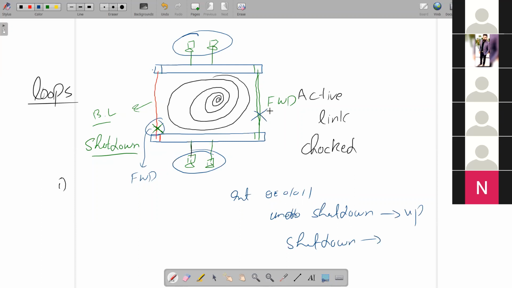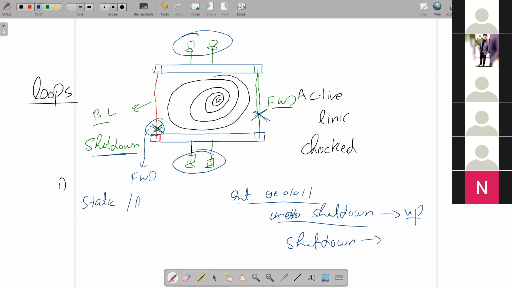So in the starting, if this link is working fine, in the forwarding state, I will put this link into the shutdown state so that loops cannot be created. But immediately, if this link goes down, I need to put this interface into the up state, the forwarding state. And how can I do that? I will go to this interface and say undo shutdown. And after a few seconds, this link will be in the forwarding state. This is the static solution.